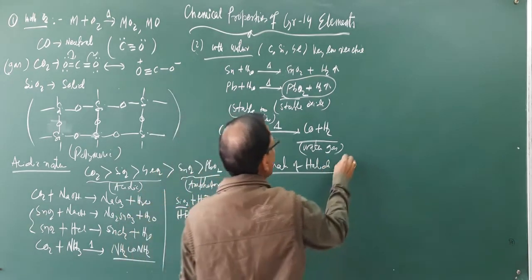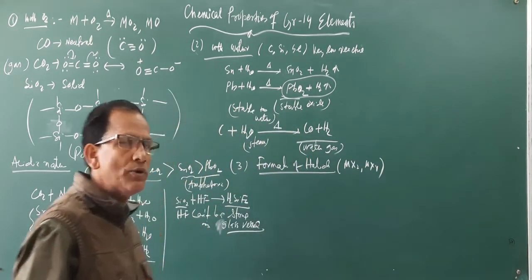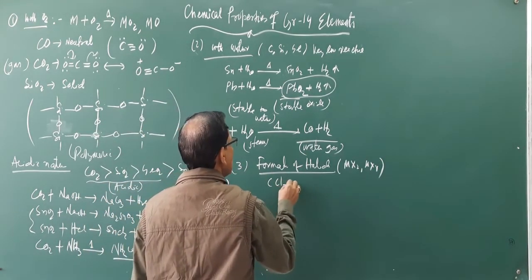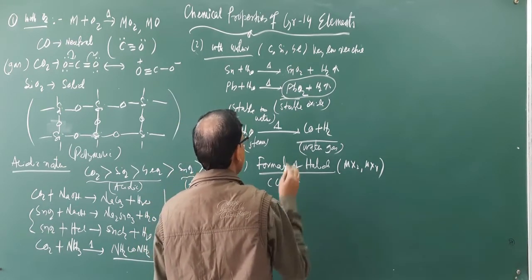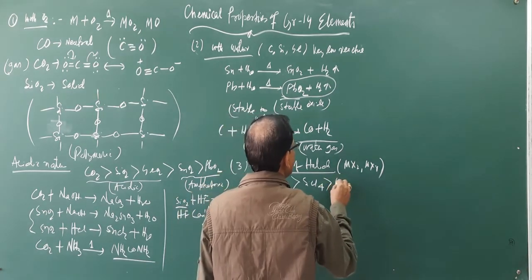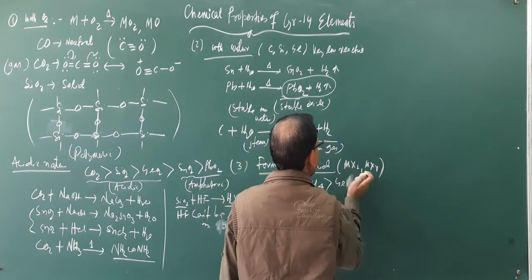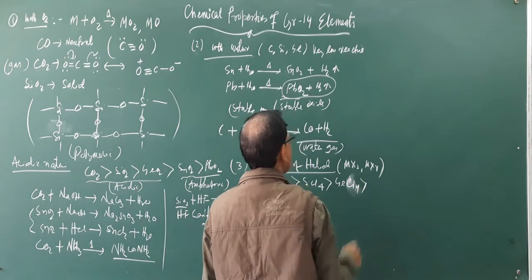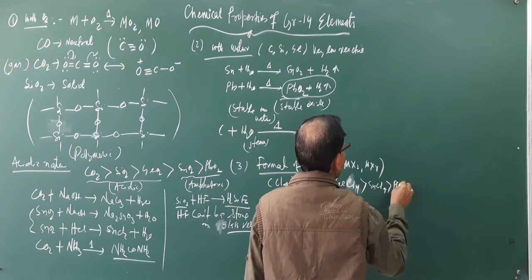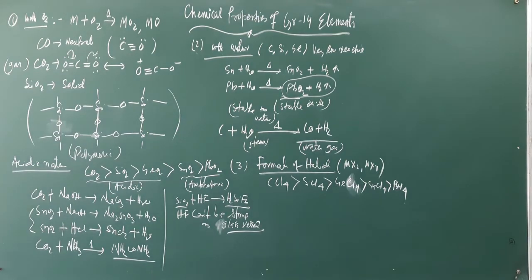Generally two types of halides are produced, MX2 and MX4. And the stability of halides, taking chlorine: carbon tetrachloride is more stable than silicon tetrachloride, more stable than germanium tetrachloride, more stable than tin tetrachloride, more stable than lead tetrachloride. So for the tetrahalides, the stability decreases.